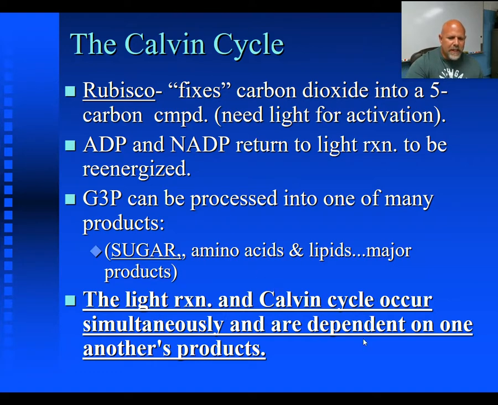The light reaction and the Calvin cycle must occur simultaneously. They are dependent on one another. You can't store up ATP. You can't store up NADPH. They're very reactive molecules. They need to be utilized right when they're made or they degrade. And so the light reaction has to be happening at the same time as the Calvin cycle. Can organisms sometimes do some things at different times? Yeah, but the light reaction and Calvin cycle have to happen at the exact same time.